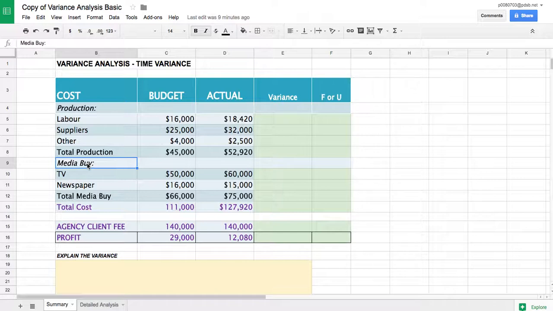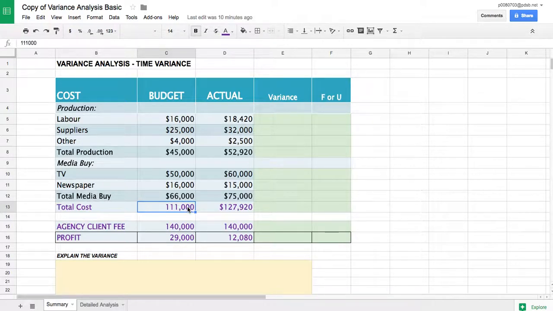Now, we haven't actually produced an ad yet, so an ad agency doesn't know exactly how much it is going to cost, so they create a budget. And in this case, our budget for this ad or ad campaign is $111,000, and that is your production of $45,000, which is labor of $16,000, supplies of $25,000, some other costs of $4,000 equals $45,000. We add that to the media buy of $66,000, so we're budgeting or we're estimating that the cost of this ad campaign will be about $111,000.